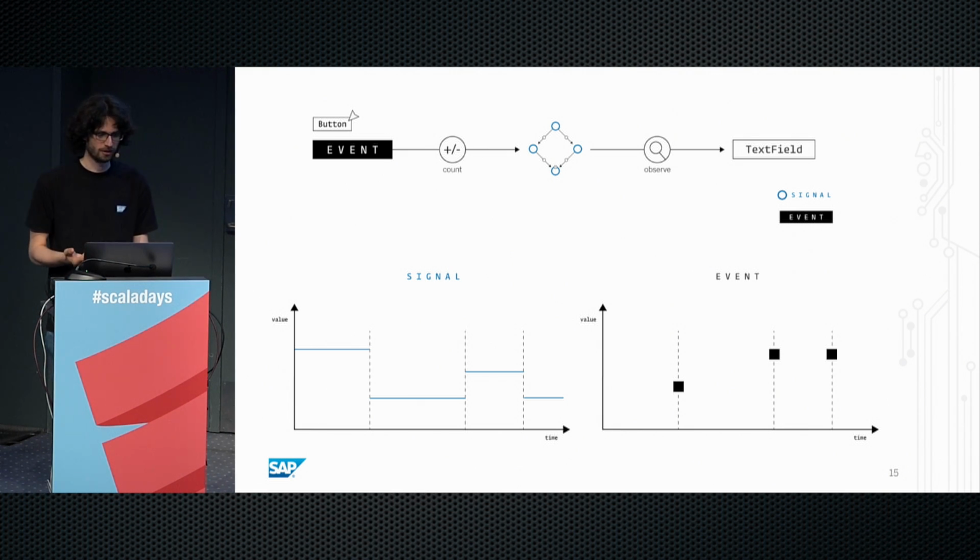This is the observe method on a signal or also on an event. You have this observe method, and with that you can actually do a side effect. The side effect always happens when the signal changes or the event is triggered.